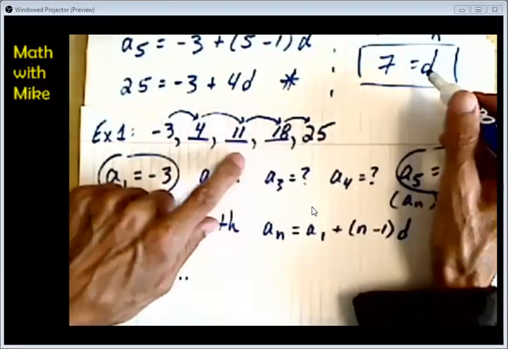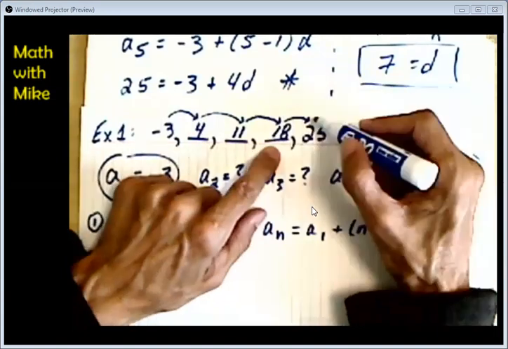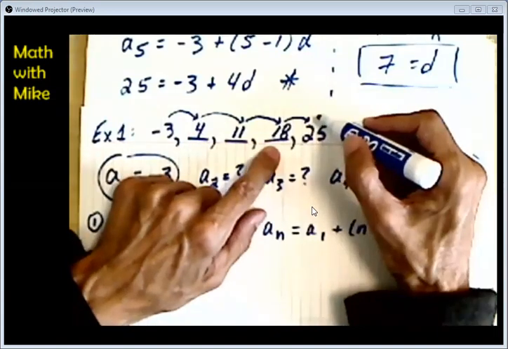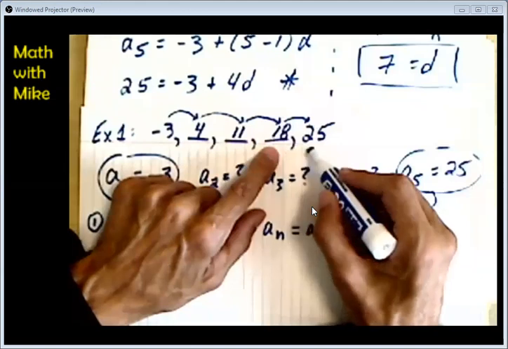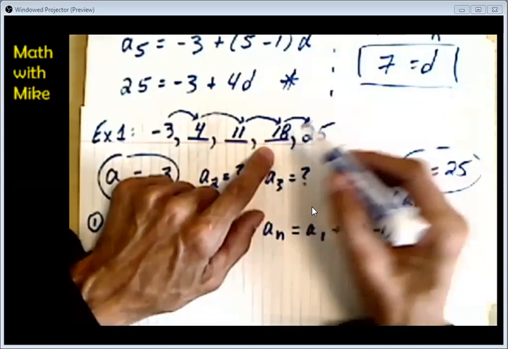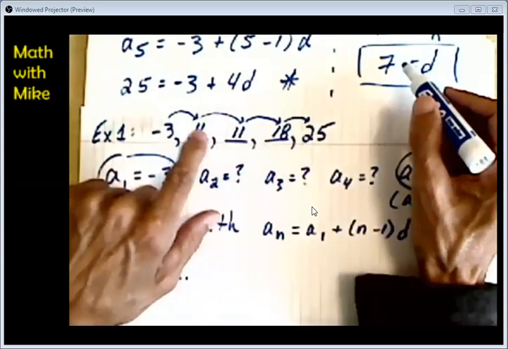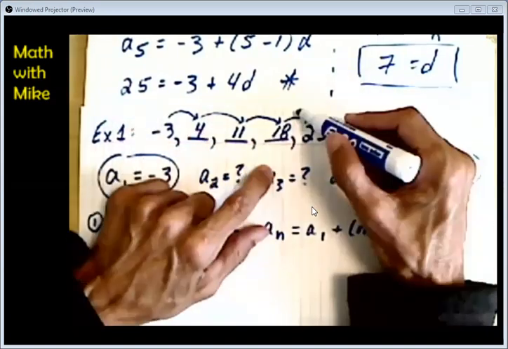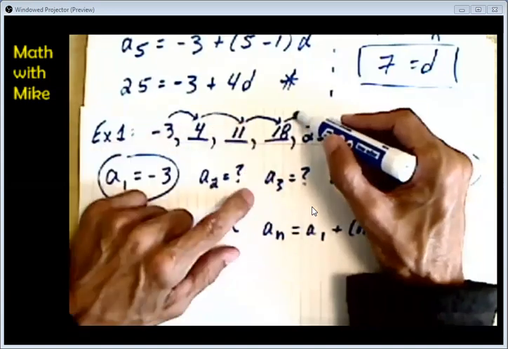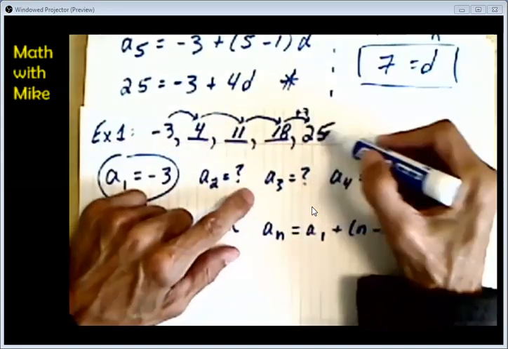And then we can always check with the last one. That's important to do. Yeah, 25 minus 18 is 7, or 18 plus 7, because we're bouncing, right? So +7, +7, +7, +7. Yeah, we get to 25.